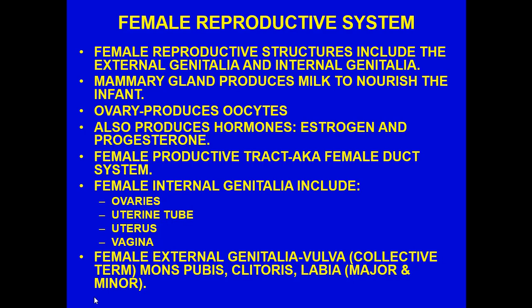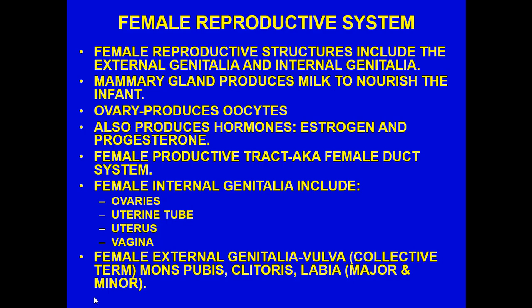Now, when we start looking at the internal genitalia, first off, you've got to deal with the ovaries, which produce the oocytes. They also produce hormones, estrogen and progesterone. And then we have to deal with the female reproductive tract, also known as the female duct system. We talked last week about the male duct system, and now we're going to deal with the female. The female internal genitalia include the ovaries, the uterine tube, the uterus, and the vagina.